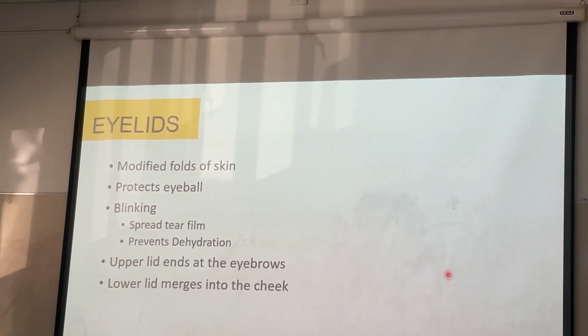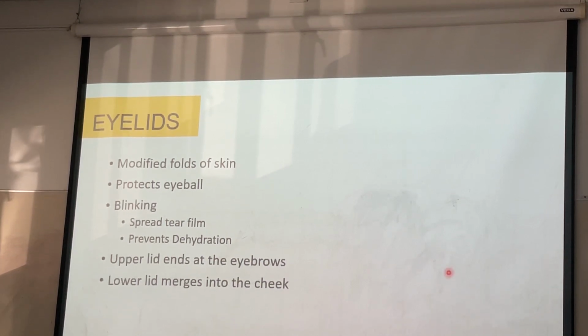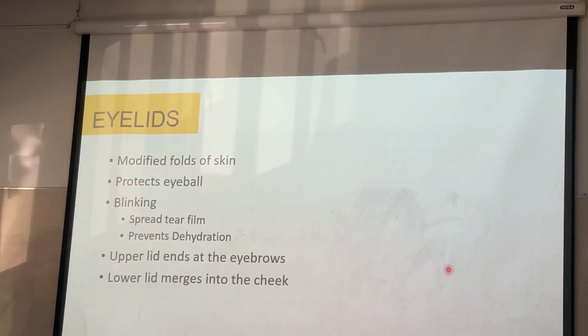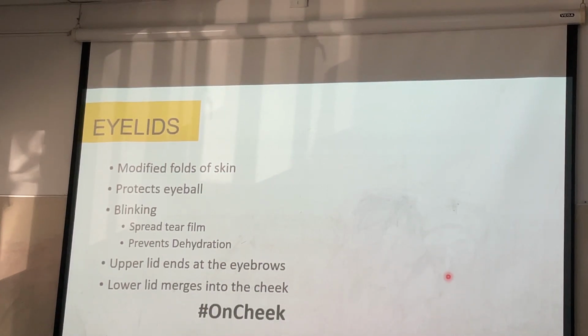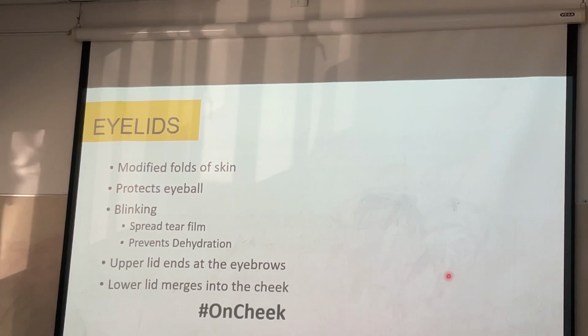So the upper eyelid ends at the eyebrows, and the lower lid merges into the cheek. So if your eyebrows are hashtag on fleek, your lower lid ends on your cheek, hashtag on cheek.